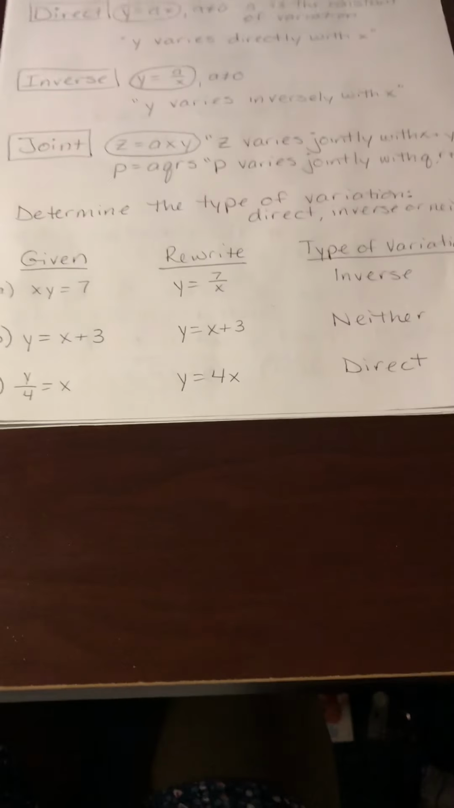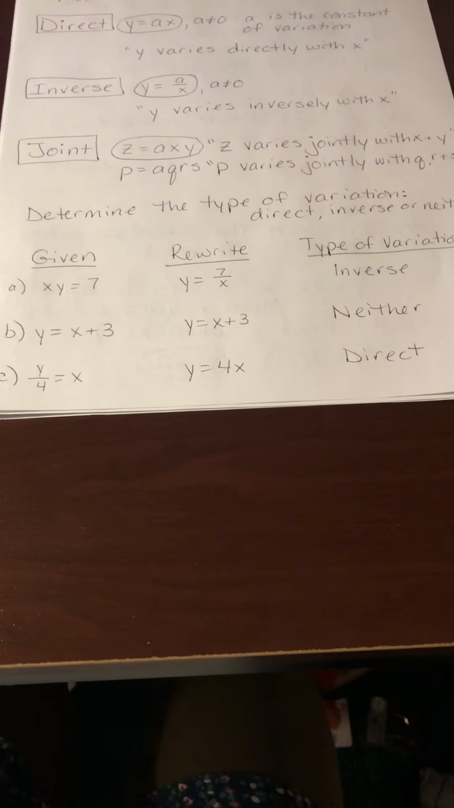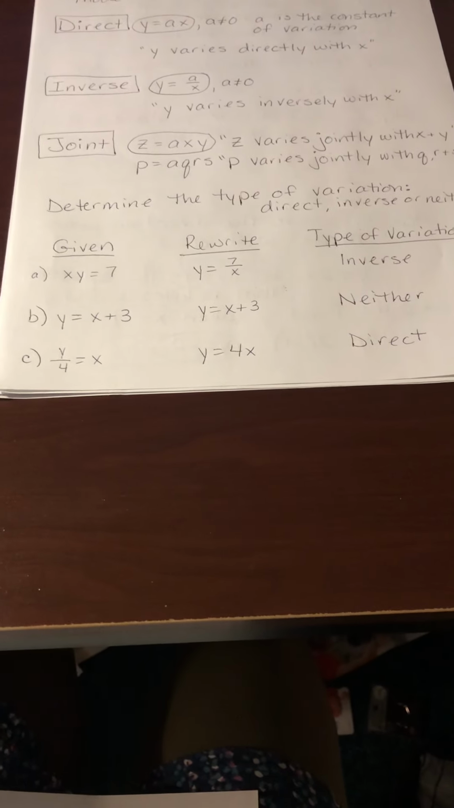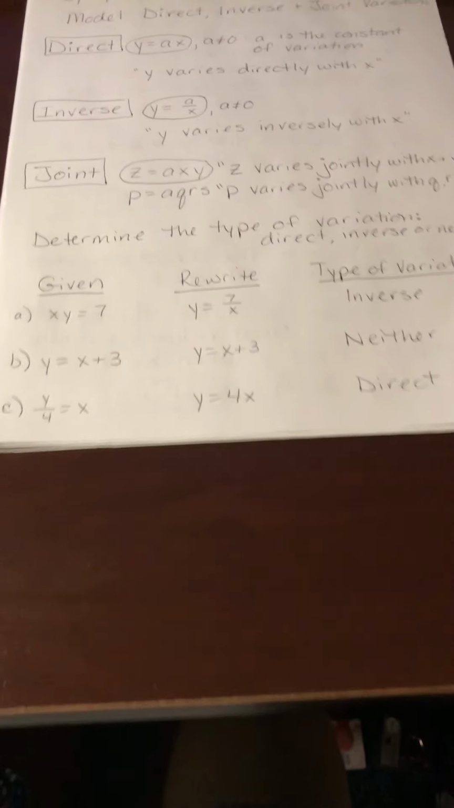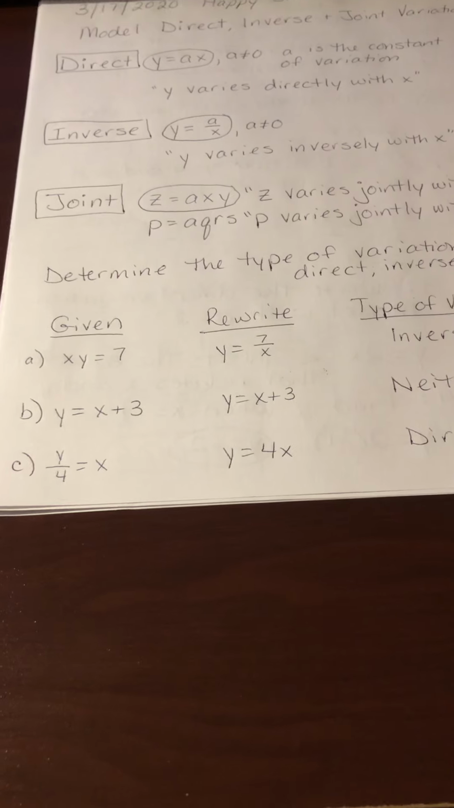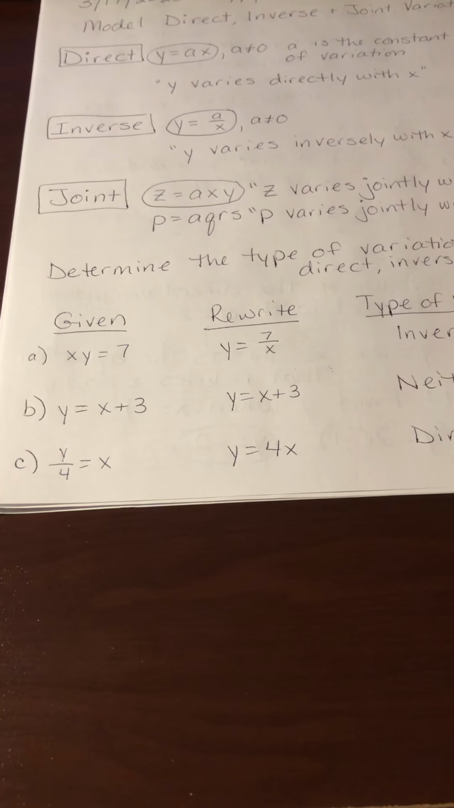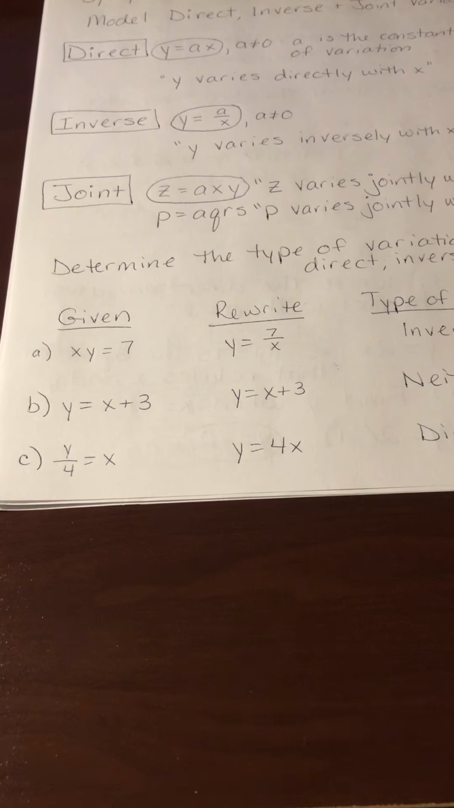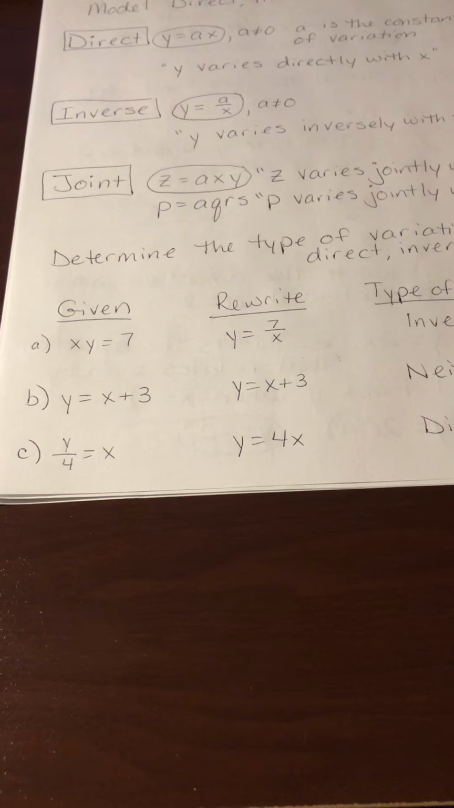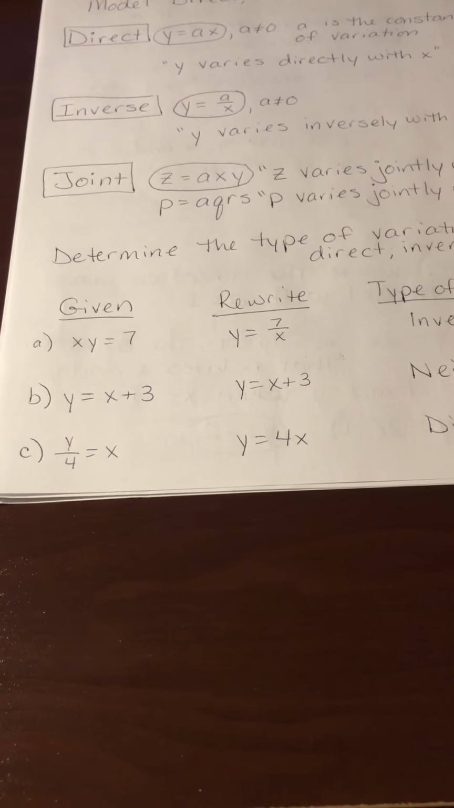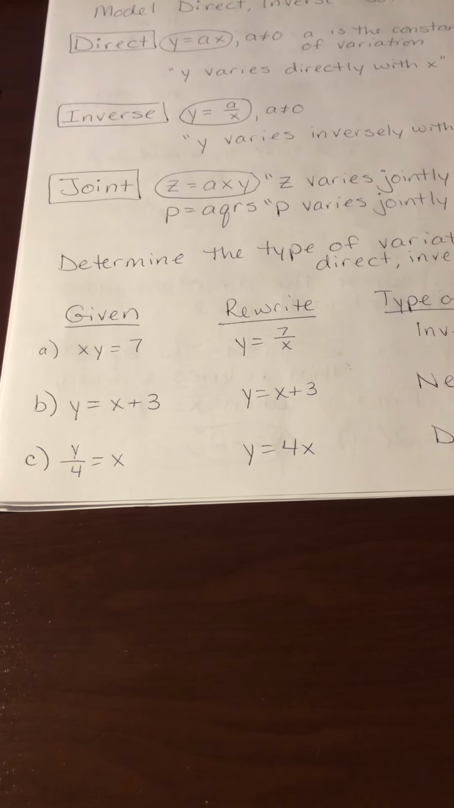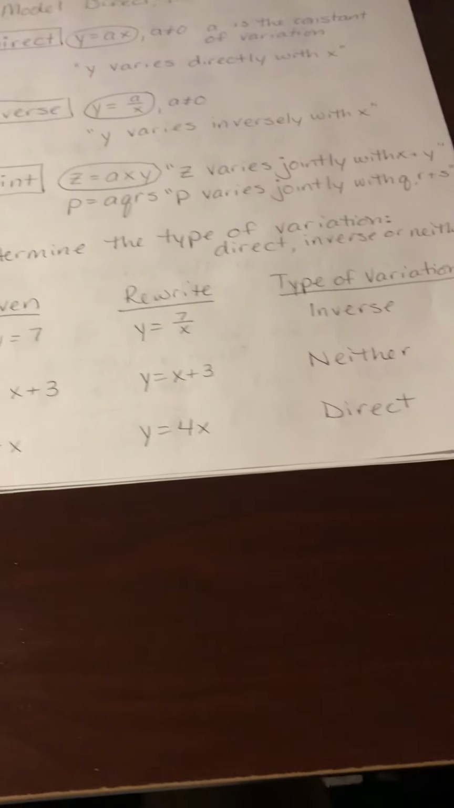Okay, so I'm going to give you some equations, and then you are supposed to determine if it's direct, inverse, or neither. So I'll try to hold this still, I apologize. So the given, I have 3 examples: xy equals 7, y equals x plus 3, and y divided by 4 equals x. So to determine which of those variation models it is, you should first rewrite it as y equals. So in example A, all I did was divide by x and got y equals 7 over x, which is similar to the inverse variation.